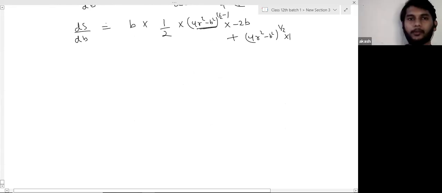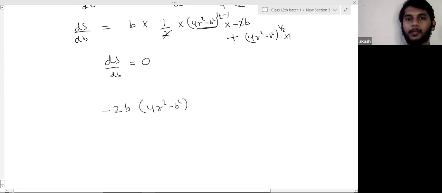So now what we have to do, we have to put ds by db equals to 0 and find the value of b. Let's simplify this. This 2 and 2 is cancelled. Nothing else to simplify. So we can write minus 2b into (4r square minus b square) to the power minus half plus (4r square minus b square) to the power half equals to 0.